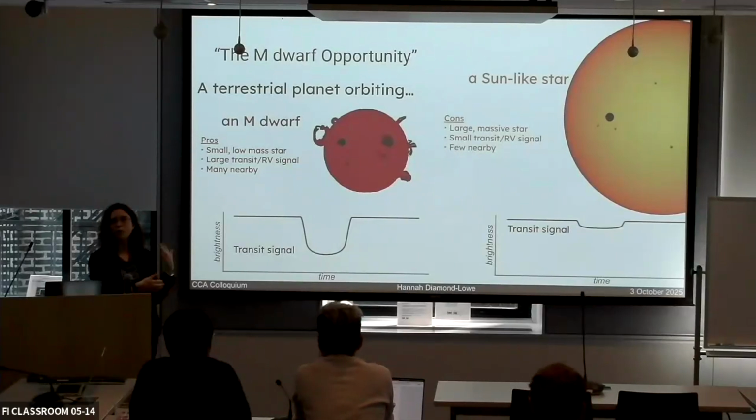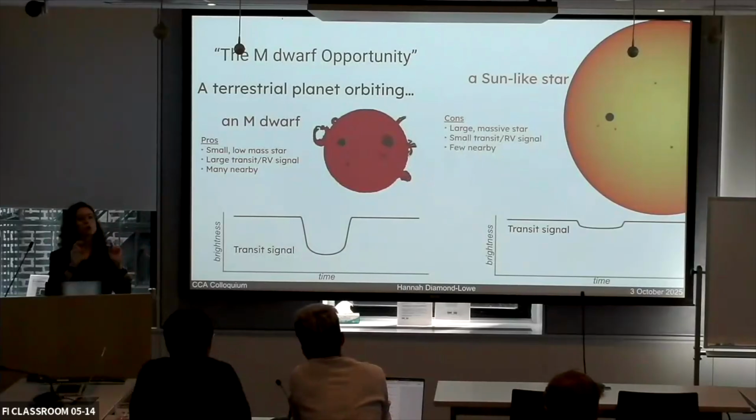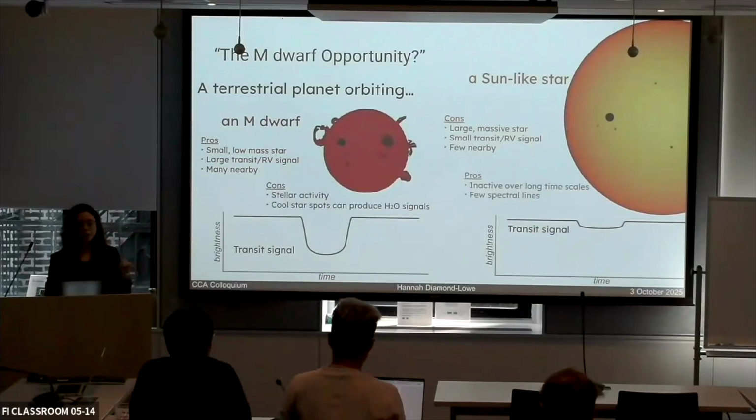There's also a lot of them. They're very common in the solar neighborhood. If you wanted to look for a truer rocky planet analog to what we have in the solar system, you go around a sun-like star, that's very large and massive, very small signals, and there's just not as many nearby. But there's no free lunch, right?